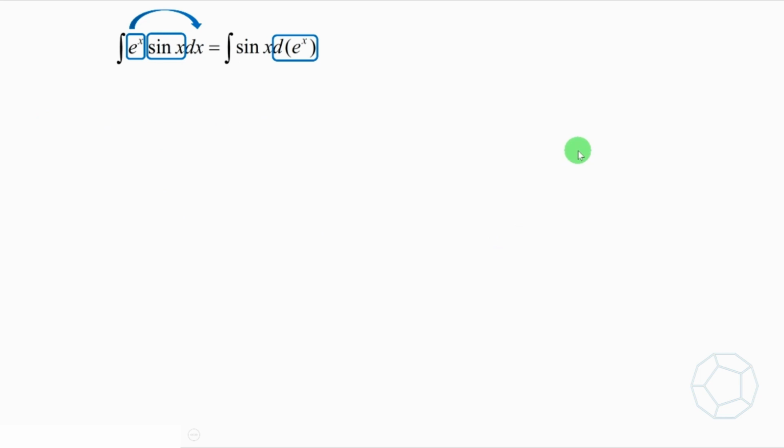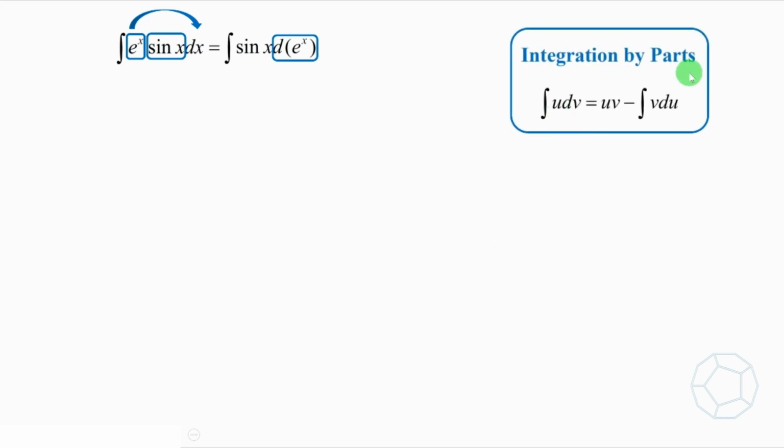Now, we compare it with the formula of integration by parts. u is equal to sine x and v is equal to e to the power of x. Therefore, the first term is the product e to the power of x times sine x. For the second term, we swap the functions sine x and e to the power of x. So the integral is integrate e to the power of x d bracket sine x.